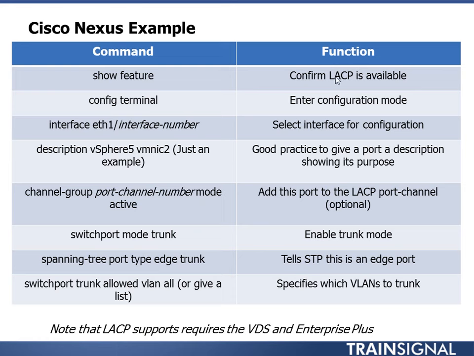Basically, we're checking to confirm LACP is available. We do this with the show feature command on a Nexus. You have to turn things on. If it's not on, you need to enable it. Go into configuration mode, set a description. We set a channel group because we do a port channel. We'll talk about when you use port channels and when you do not in a minute. We set the port to be switchport mode trunk, so we're going to trunk VLANs. We're going to tag them. Spanning tree port type edge trunk. So this tells spanning tree that this is an edge device, not another switch. And then we can tell it that we want to trunk all VLANs, or if we're good little network admins, specify a list. What I want you to get out of this is edge trunk mode.